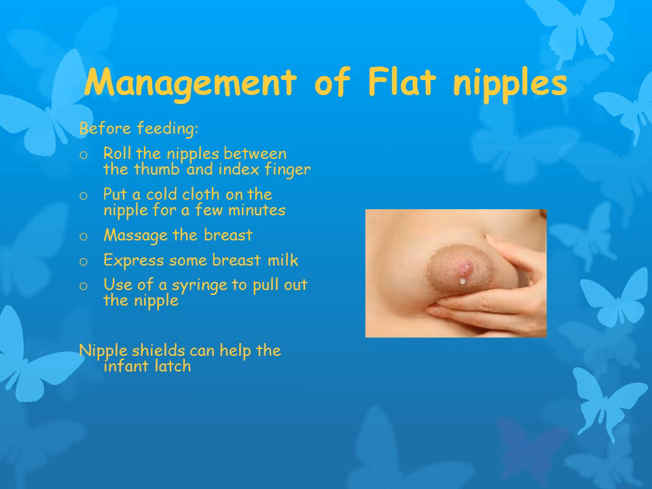Some other useful tips to help mothers with flat nipples breastfeed are to roll the nipples between the thumb and index finger, put a cold cloth on the nipple for a few minutes, massage the breast, express some breast milk, and the use of a syringe to pull out the nipple. These are all strategies to help the nipple protrude more before breastfeeding and make latching easier for the infant. Nipple shields can also help the infant latch. However, they should only be used temporarily.